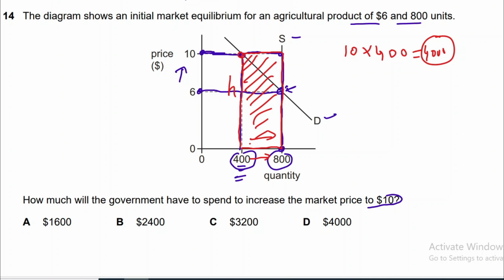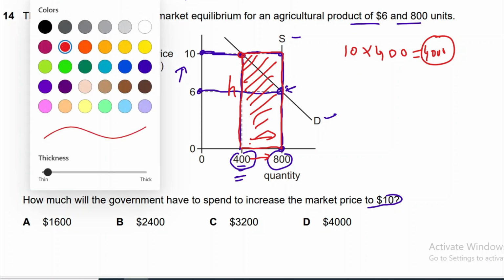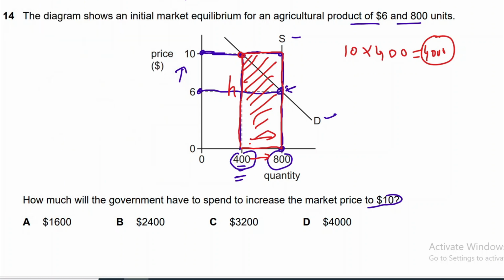So this much is the spending by the government to charge a price of $10. And what about the rest of the area? This area will be the spending of the consumers, because consumers are demanding this much quantity. So this is the consumer expenditure. The green area is the consumer's expense, not surplus, consumers' spending, and the red area shows spending by the government.